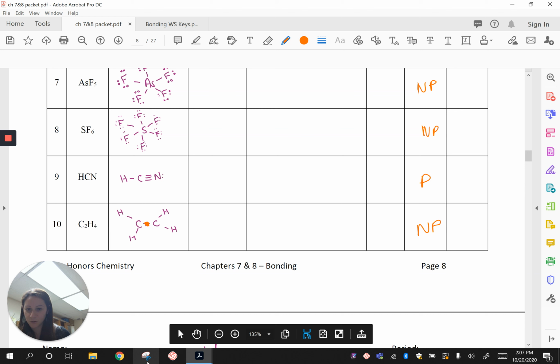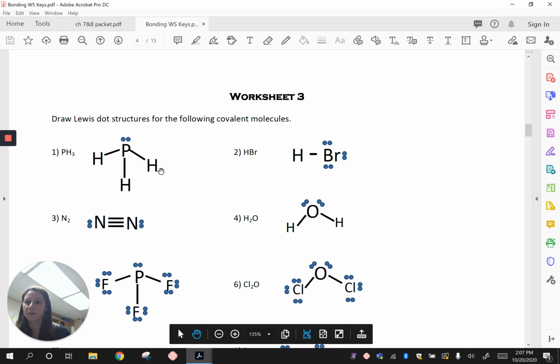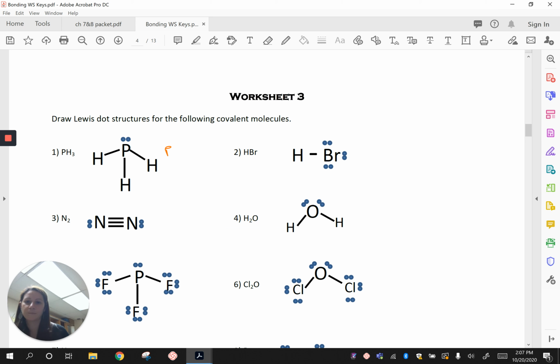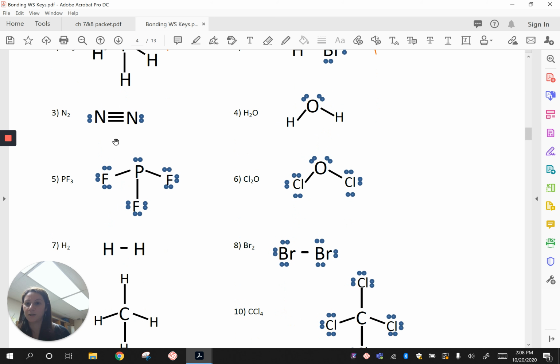Let's practice a few more. Let's look at worksheet 3. Let's look at this one. This would be polar. Let's look at this one. That is also polar. They're not symmetric. N2, that is definitely symmetric. That is non-polar. Water, not symmetric. Top is different from the bottom. In the center, lone pairs, single bond hydrogens, they're different, so this is polar.